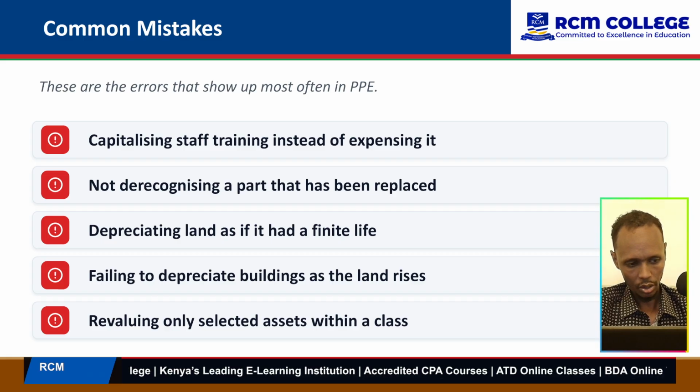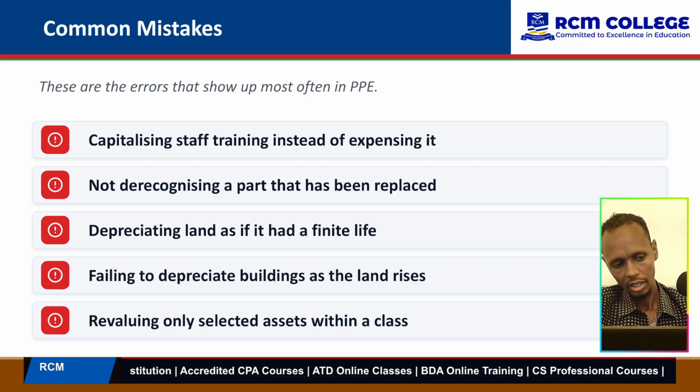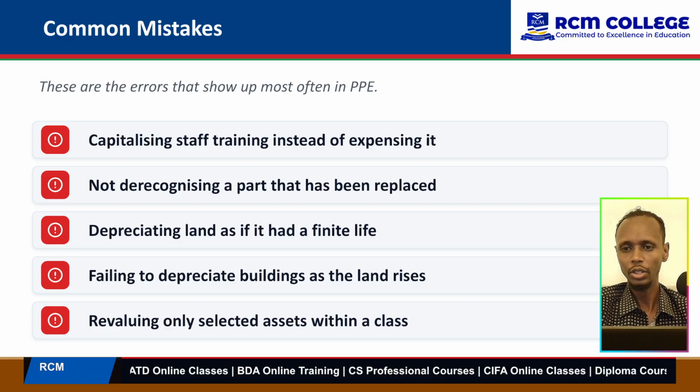So this is the end of property, plant, and equipment. This was a summary.